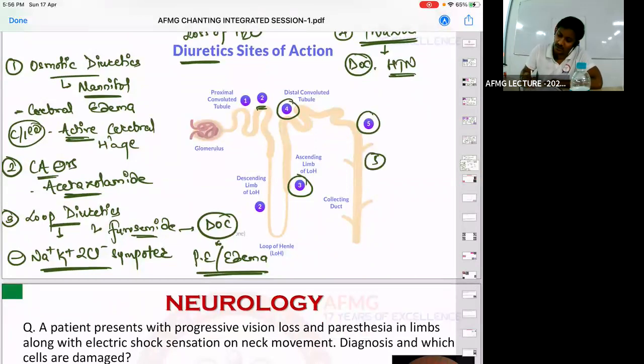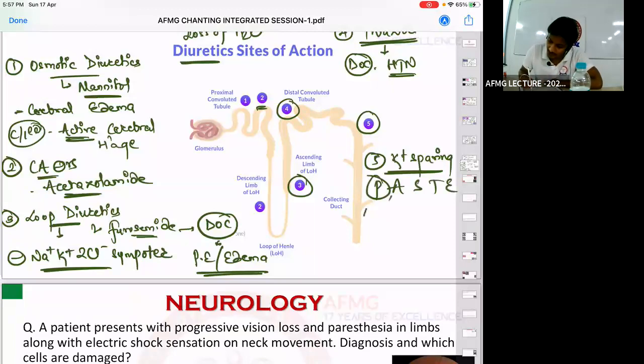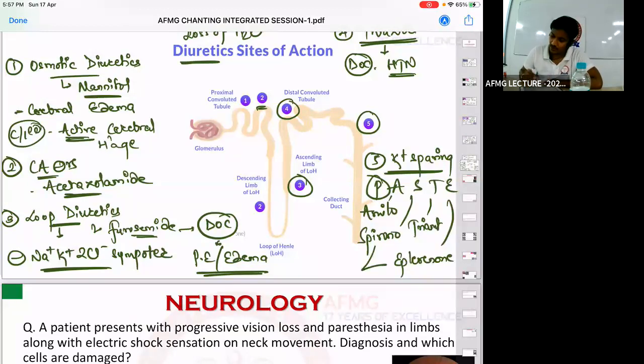Fifth drug, which will act on the collecting tubule. These drugs are known as potassium sparing diuretics. They can be remembered as PASTE. P for potassium sparing diuretics, A for amiloride, S for spironolactone, T for triamterene, and E for eplerenone.